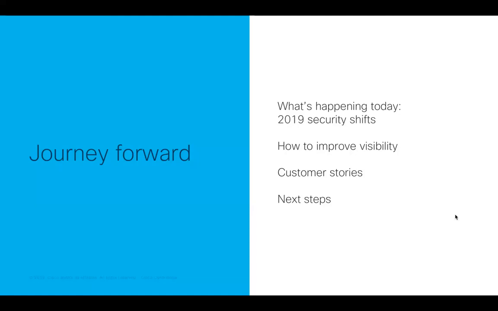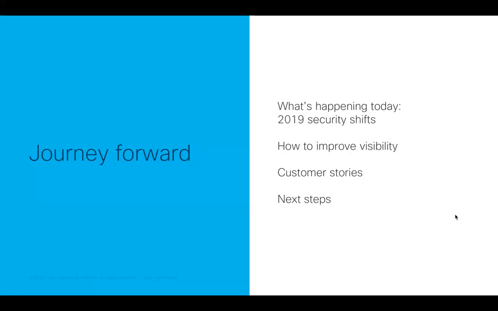We're also going to talk about how Cisco can help improve your visibility by providing that better protection for your endpoints with a first line and last line of defense. And this is really going to help you to proactively prevent attacks and also to detect and respond to attacks before damage can be done.